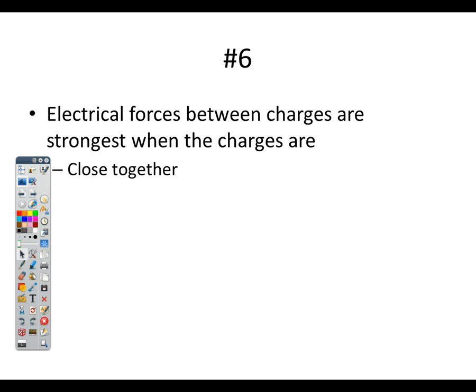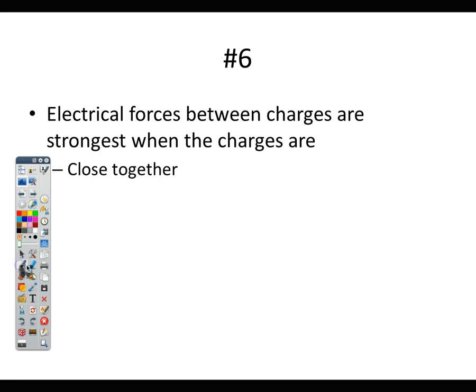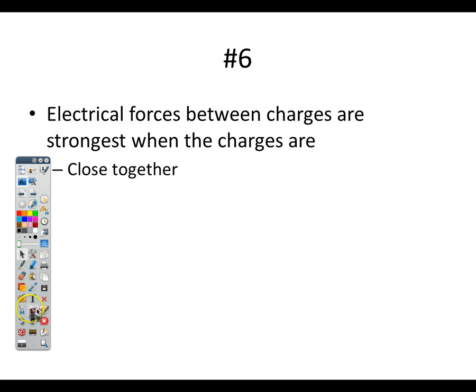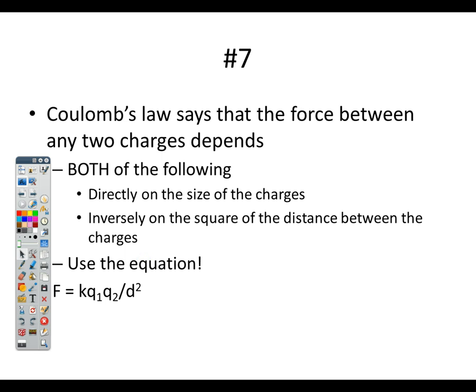It says electrical forces between charges are strongest when the two charges are closer together. So if I have a proton and I have an electron and they're really far apart, there's not a lot of force of attraction between the two. But if I get the two things much closer together, then I end up with a much stronger attraction between the two. Same thing happens when I have two things that are similar. So I have two positive charges. There's a very small force that's pushing out on those. But if I get them very close together, then there's a very large force that makes them want to repel from each other.